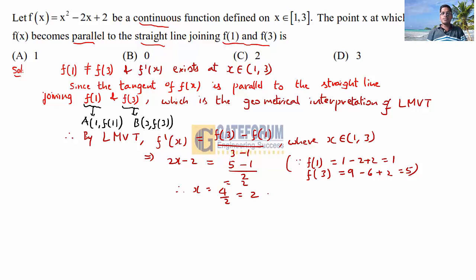So therefore 2x − 2 = 2, which gives x = 2, which lies between 1 and 3. So that means our guess is correct here by Lagrange's mean value theorem. So the answer is 2, that means accordingly, the option is C. This is the end of the question.